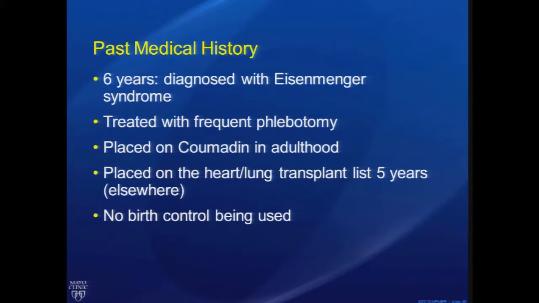Then she was placed on a heart-lung transplant list about 5 years ago. Now, she's pretty young and she is limited, so I'm not saying that it's wrong to think about transplanting these patients, but in general, with good management, we can get patients with true Eisenmenger syndrome to live into their 5th and 6th decade, which is much longer usually than we can survive a heart-lung transplant. And she doesn't recall ever being told that it was bad to be pregnant with Eisenmenger syndrome, so she was using no birth control. And we all know that that's probably not a good thing. These patients are at high risk.